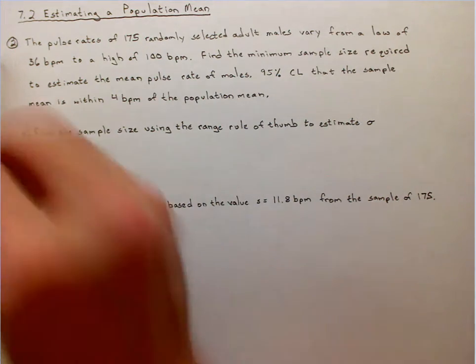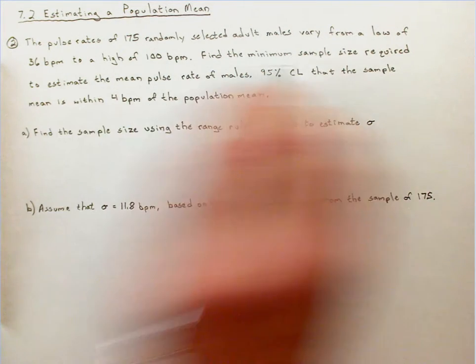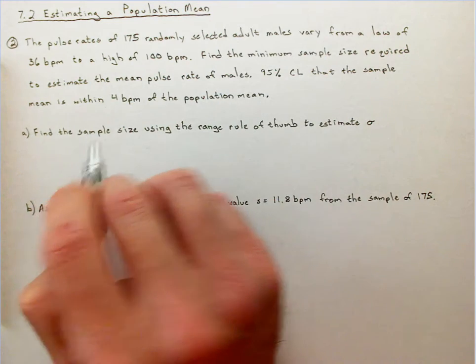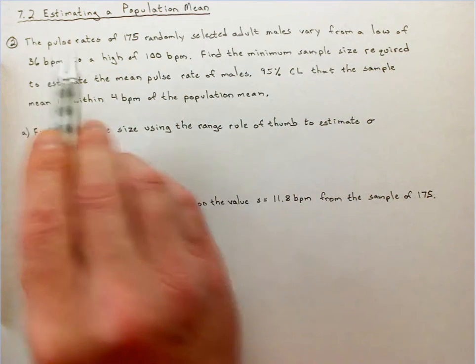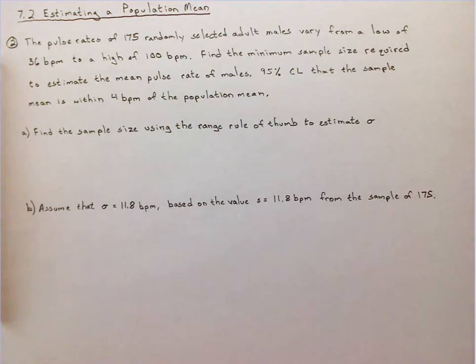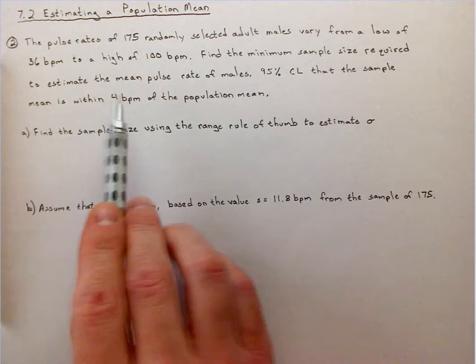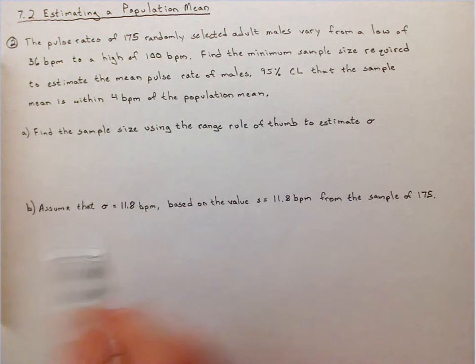Well, the first thing that I like to do is to go through my problem, get my information, write out my formula, structure everything, and that way I'm not trying to consistently pull from all the words up here. The pulse rates of 175 randomly selected adult males vary from a low of 36 beats per minute to a high of 100 beats per minute. Find the minimum sample size required to estimate the mean pulse rate of males. Use a 95% confidence level for the sample mean to be within 4 beats per minute of the population mean.